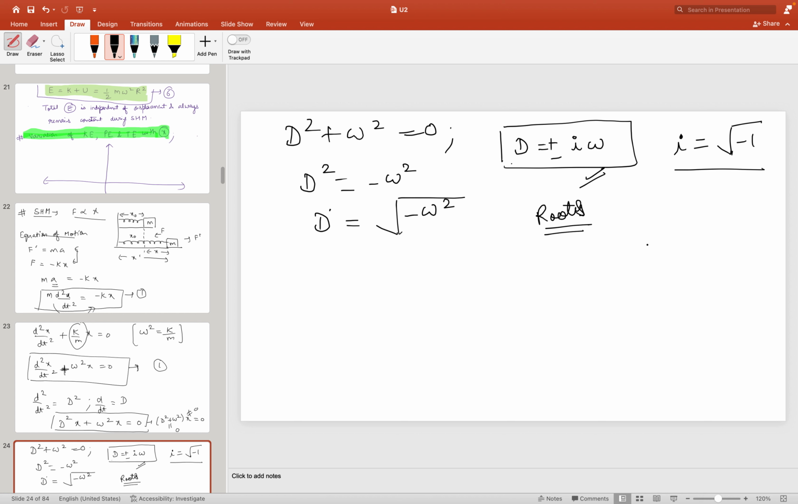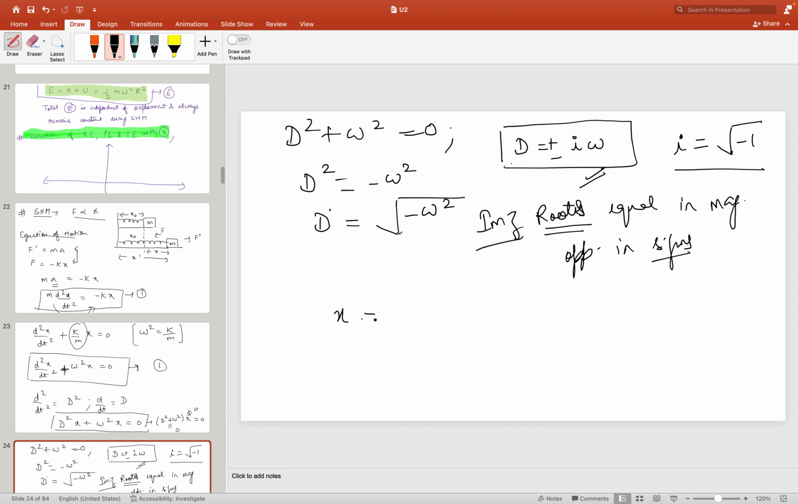Now class, please tell me, depending on the roots: first of all, these are imaginary roots, which are equal in magnitude but opposite in sign. So how will we write the complementary solution for this using the differential equation?